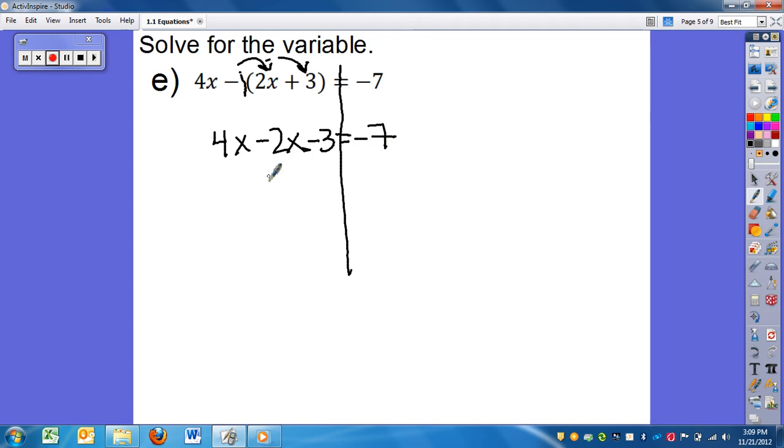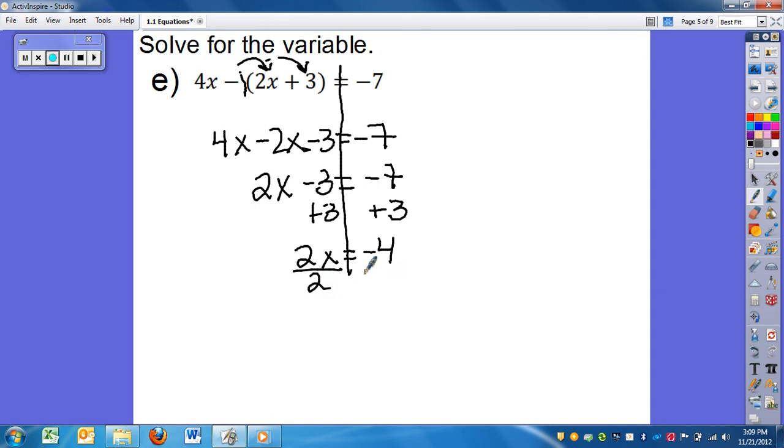4x and 2x are on the same side, so I'm just going to combine them. So I have 2x - 3 = -7. Add 3. So I have 2x = -4. Divide by 2. x = -2. Again, you can plug that in to check to see if that is your correct solution.